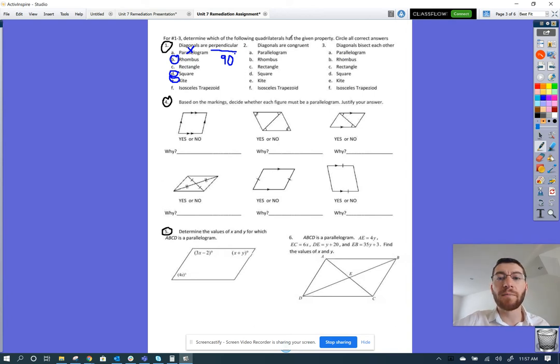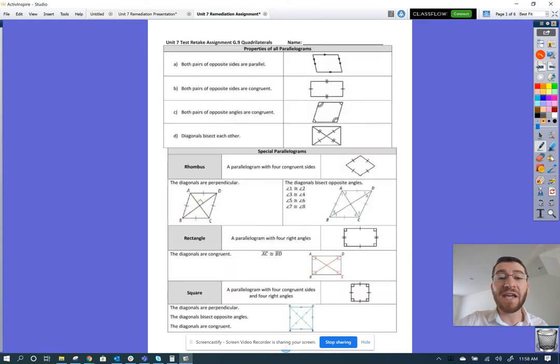So you want to look at the vocabulary and look at your pictures. So then we have, based on the markings, decide whether each figure must be a parallelogram, and we want to justify our answers. And so you do want to memorize a few key facts about parallelograms, and that's actually in your remediation. So these are properties of parallelograms right here. You want to have all these memorized about what is a parallelogram.